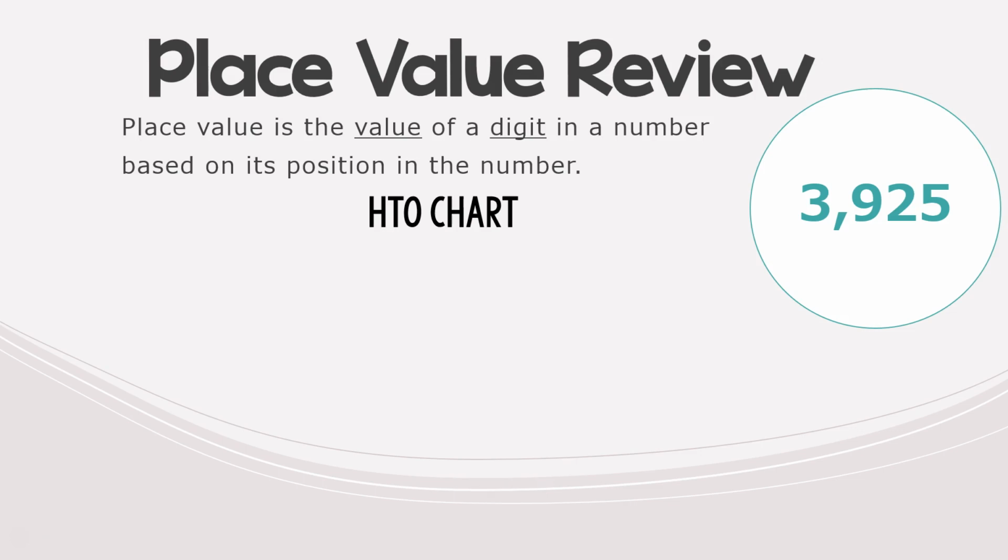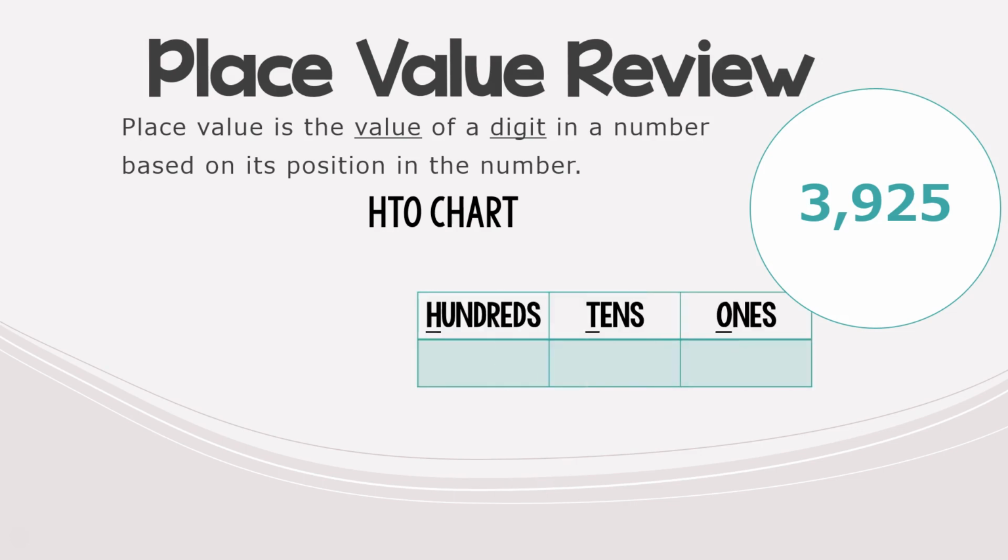Through this video, we're going to use our model number 3925 to help us learn four-digit place value. Remember the HTO chart we made with three-digit? We had hundreds, tens, and a ones column. When you have a series of hundreds, tens, and ones, that is called a period. The ones, tens, and hundreds is the ones period.